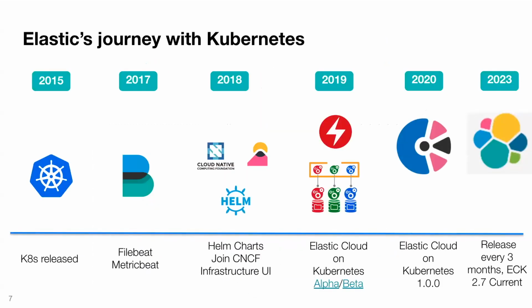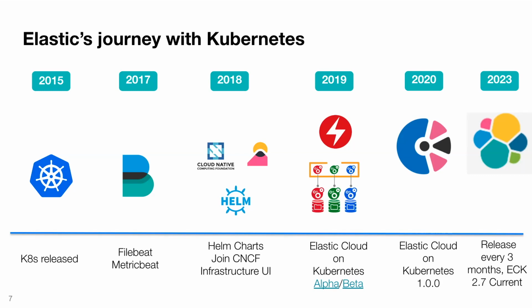I started at Elastic in 2017, and I still remember the days when we were waiting to see who would win the container orchestration war. You had Swarm, you had Kubernetes, and a few others. So we were waiting a bit, but in 2017, 2018, we saw that Kubernetes was kind of the winner in that Docker orchestration war. So that's where we went into the support for Kubernetes.